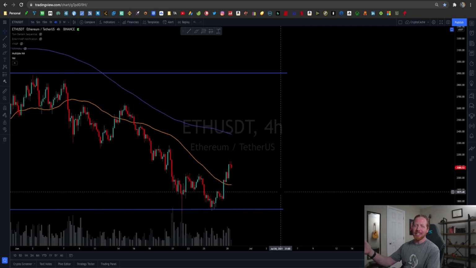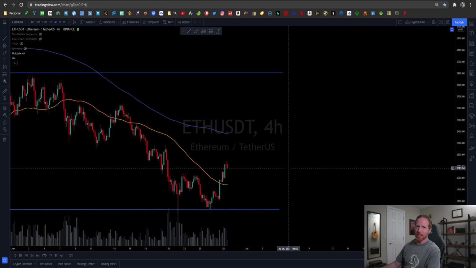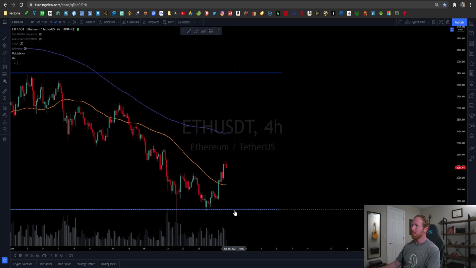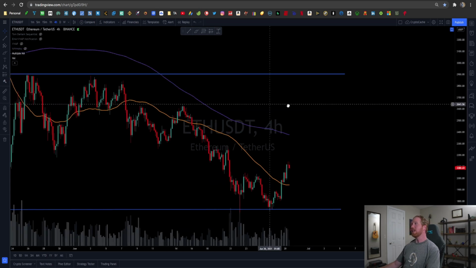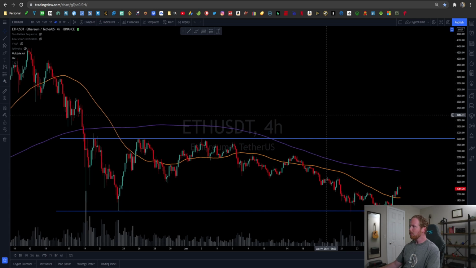So bottom line here is Ethereum's back on track. It's increased fairly well. I think it's up 15% on the day. So we're looking good here for Ethereum, but major support level is about 1,700 and a major resistance is 2,900. Bear in mind this 2,900 has been tested about 10 times. So just something to note.